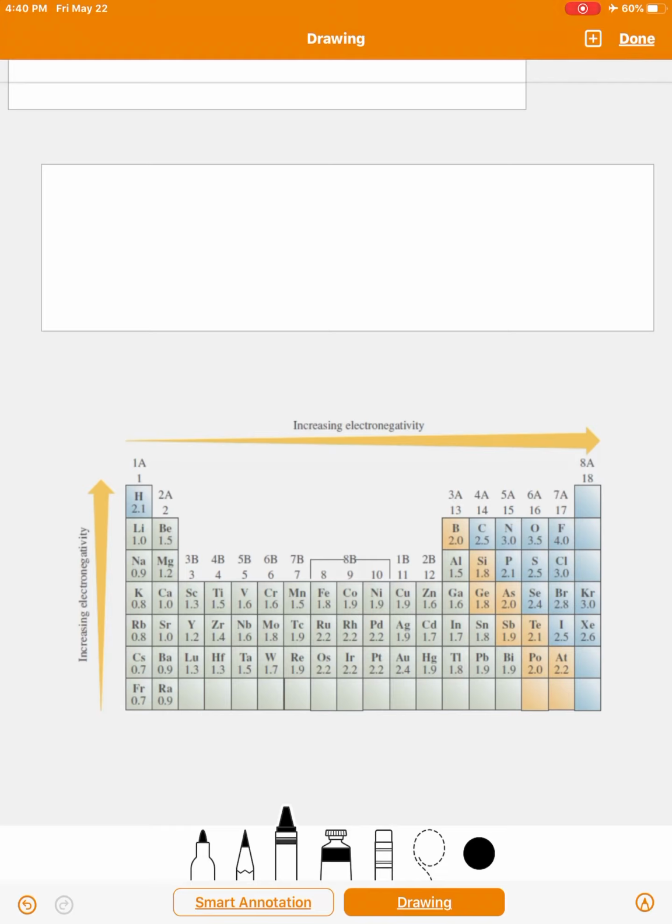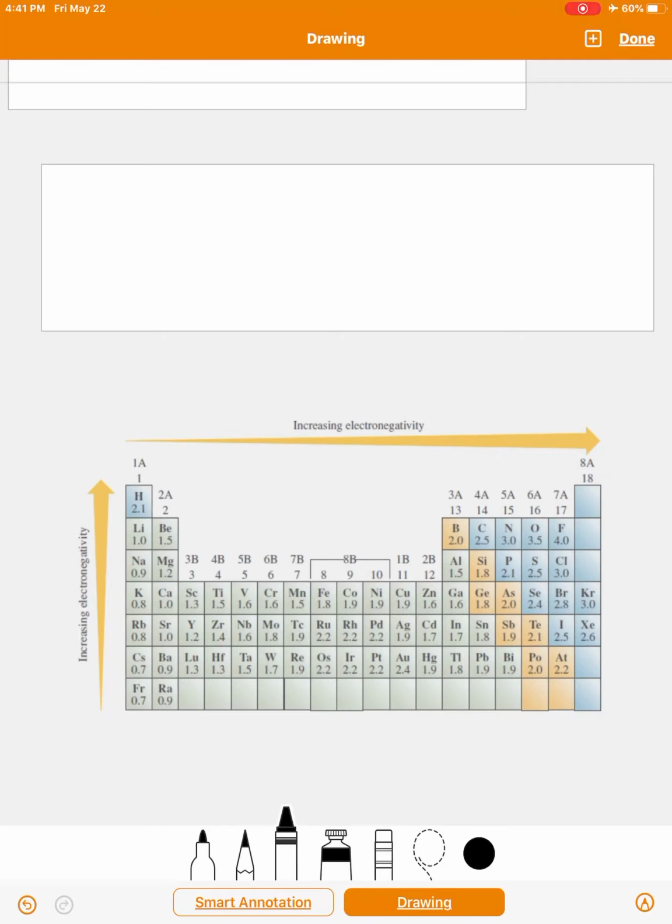The values of the metals vary quite a bit. So for example, cesium in the bottom left corner is 0.7. That's a pretty small value on the chart. It's the smallest value on the chart completely. But some metals are higher. So for example, aluminum is 1.5. Copper is 1.9. Palladium, rhodium, and ruthenium in the transition metals, second row, are 2.2. So metals vary quite a bit, from under 1 all the way up into the 2s.